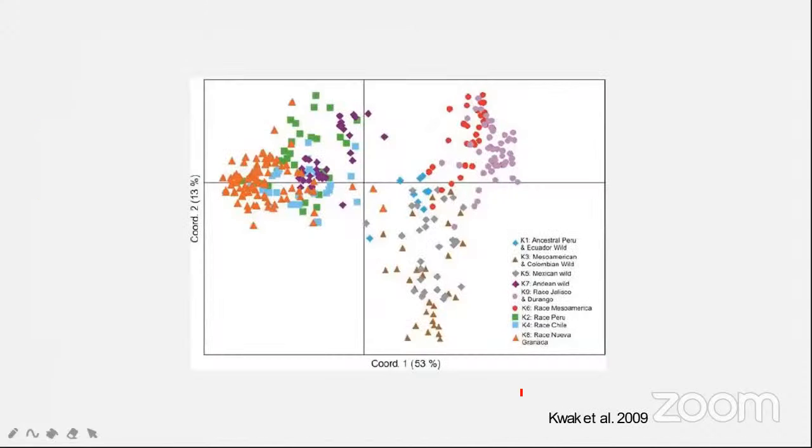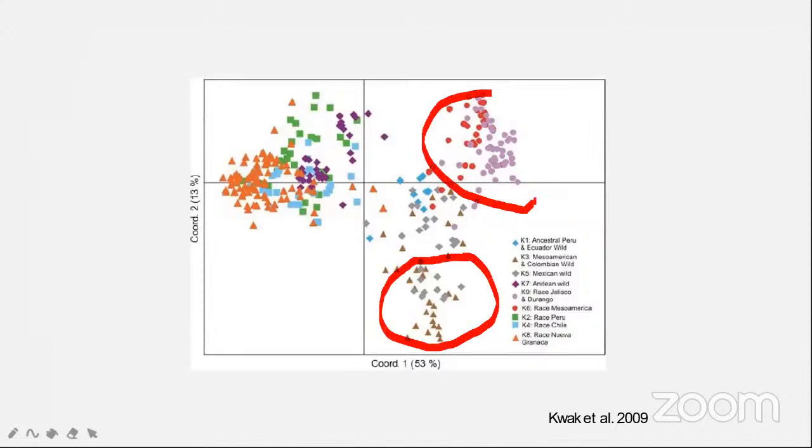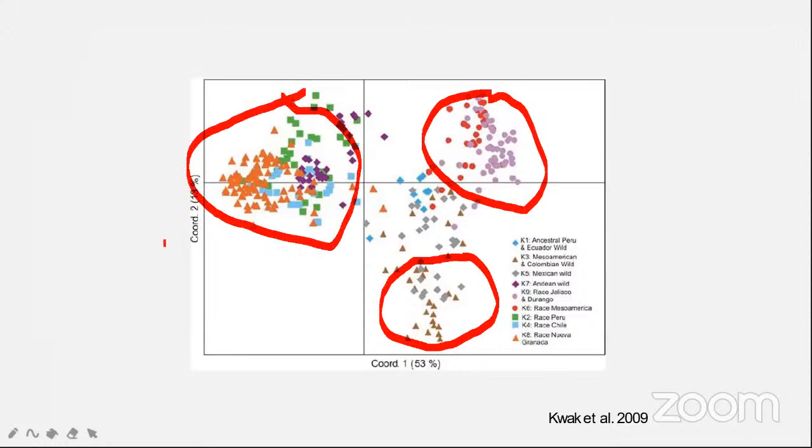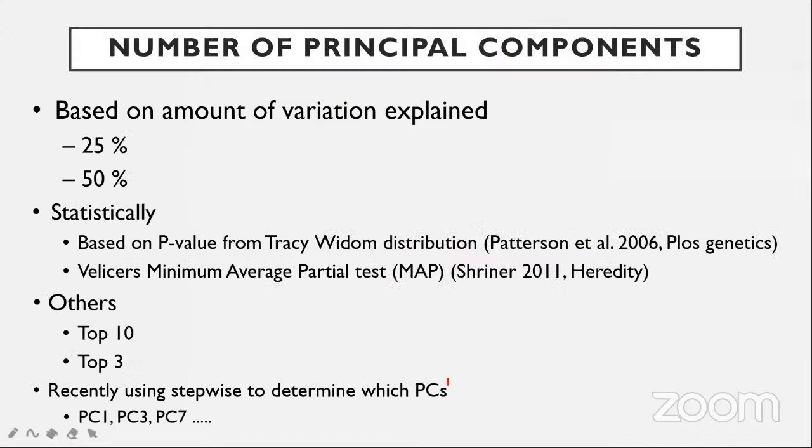Here is an example of common bean, and you can see the first 2 components, and each color represents a different geographical group collected. As you can see, there is variation. This forms 1 group, this forms a 2nd group, and this forms a 3rd group. And this is just based on 2 axes. If we include multiple axes, we're able to split the entire sample set into groups.